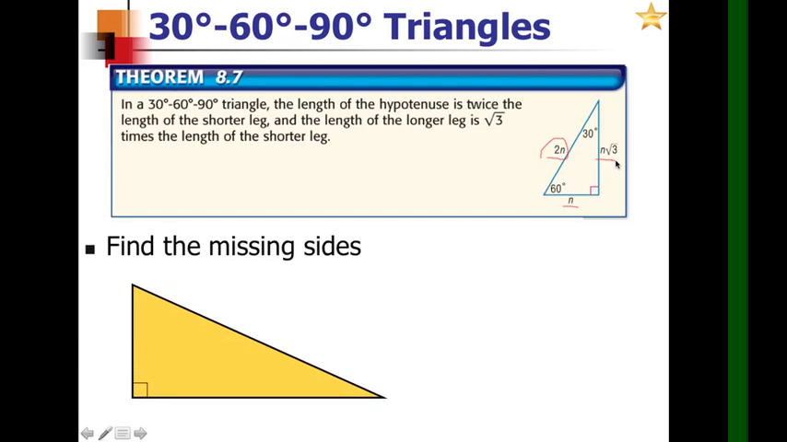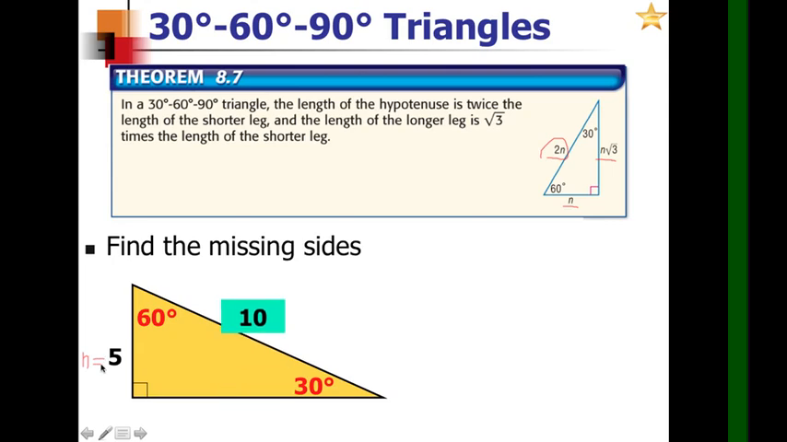So find the missing sides here. We're looking for the missing sides here. That we have 60, 30, and obviously 90 for the perpendicular lines here. Let's say that the opposite of 30 is 5. So that's the n. So this is equivalent to n. So this is n equals 5.